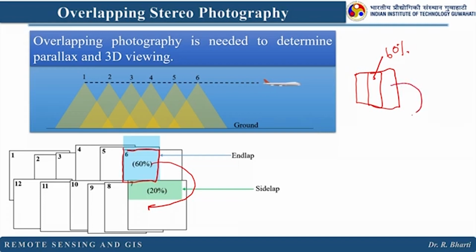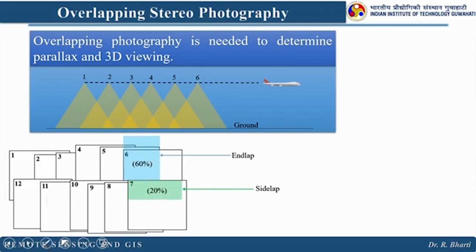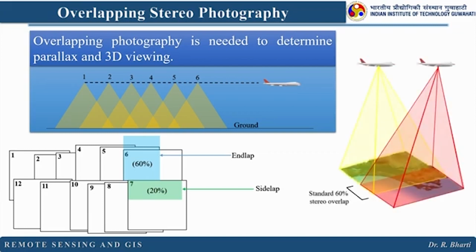And when you are moving and again you capture the next portion of this area, then this particular portion will overlap. So this should be 20%, and it is known as side lap, right? So this is the difference between side lap and end lap. And when you are going for overlapping stereo photography, then you should maintain at least this 60% and 20%, then only you will be able to generate this 3D, or you can study the parallax, and parallax will be used further in estimation of height of any object captured in that particular scene, right?